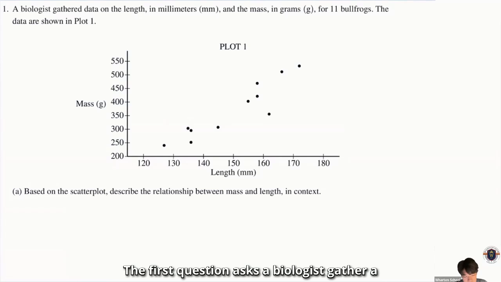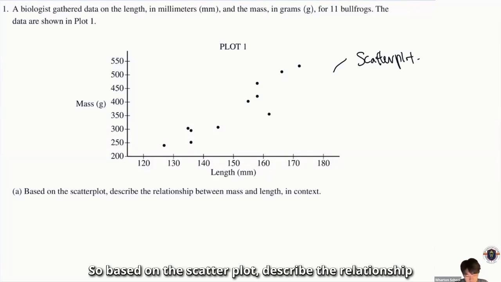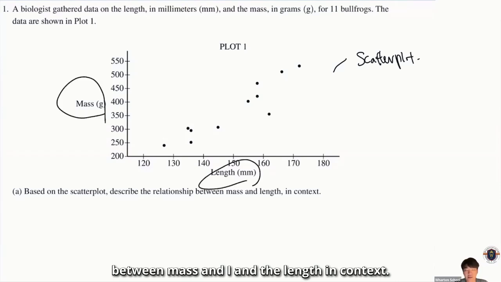The first question asks: a biologist gathered data on the length in millimeters and the mass in grams for 11 bullfrogs. The data are shown in Plot 1. So this is a scatter plot, as you notice here. Based on the scatter plot, describe the relationship between mass and length in context.